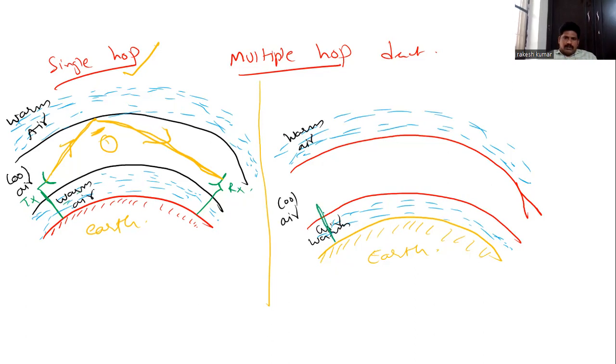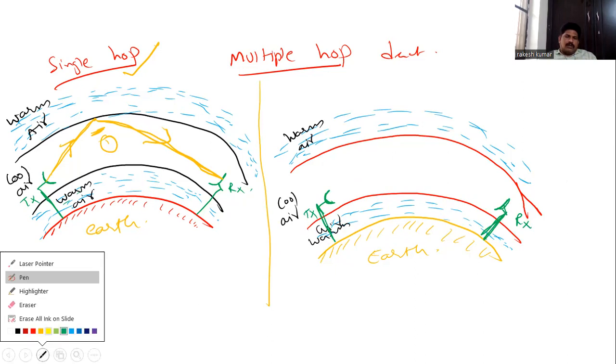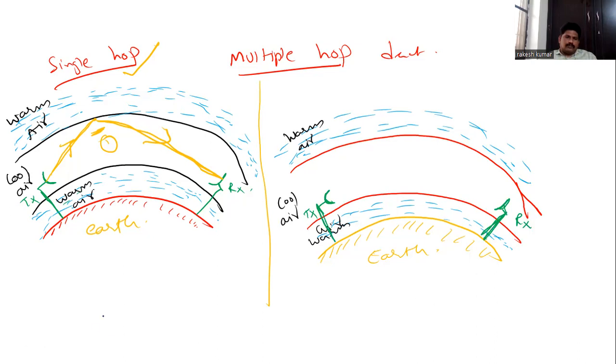So this is my transmitting antenna, and this is my receiving antenna. Now let us draw the waveform. Okay, now let us see here.